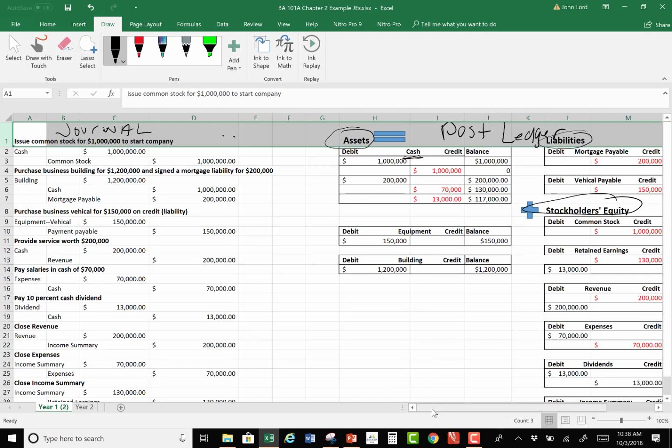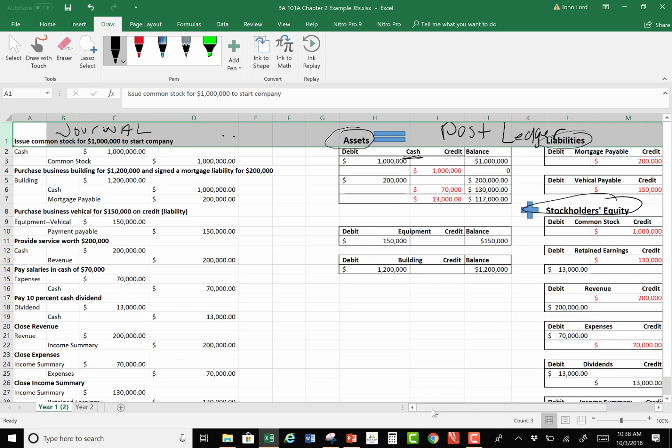Now, when you post over to the ledger, guys, it is a very mechanical process. Did we debit cash here? That's a debit to cash because it's to the left. We take that $1 million number. We put it there. We write it there, and when we do, the system shows us that our cash balance is $1 million. Does it work? We increased cash by debiting it, didn't we?